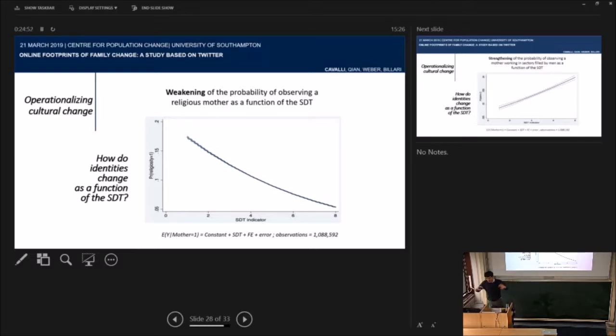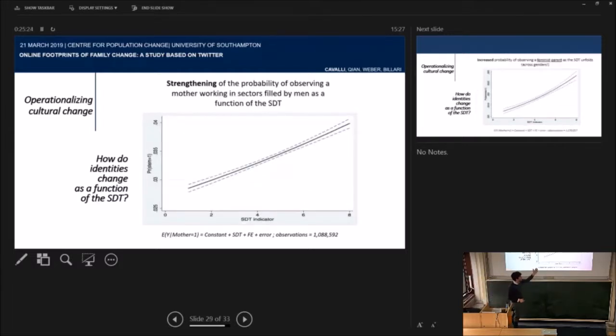We can then experiment with, whatever, we focus for example on type of work. So for example, we have a dummy for mothers who also describe themselves as engineers, scientists, or other STEM-related jobs and activities. And you can see, okay, there's actually an increase in the probability of observing a mother who also works in a STEM-related occupation as a function of the second demographic transition. I'm presenting this for mothers, where we have a bit more observations, but of course with fathers it looks exactly the same.